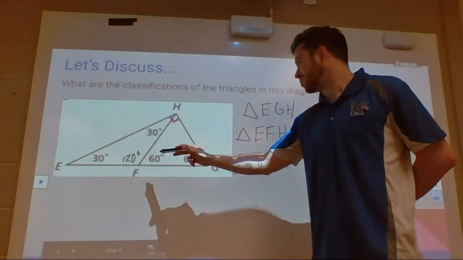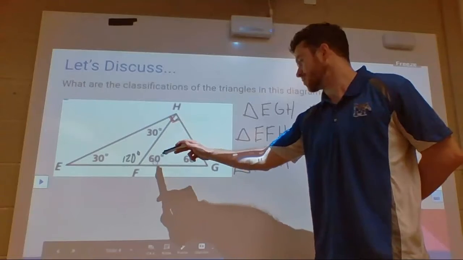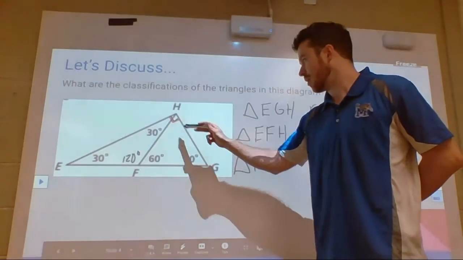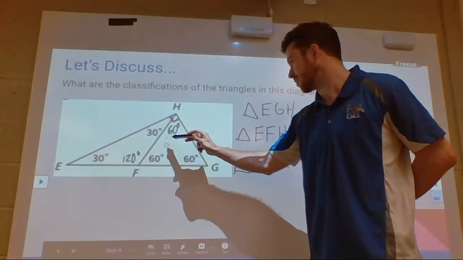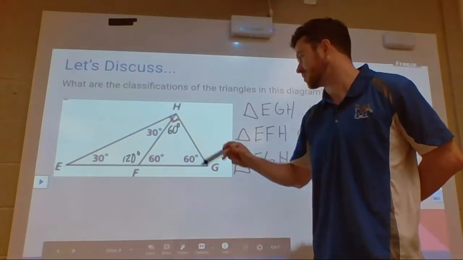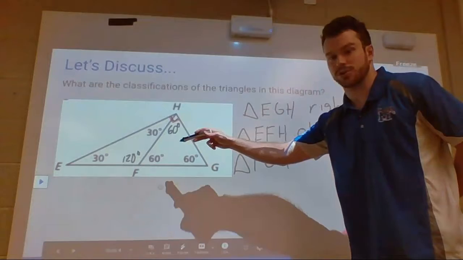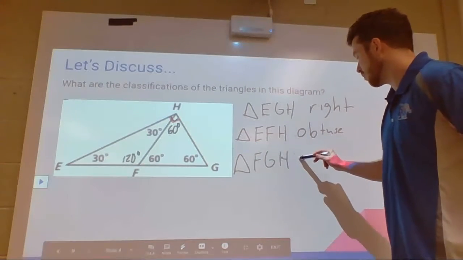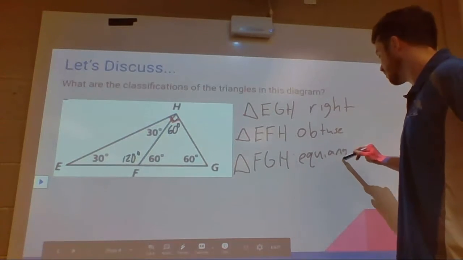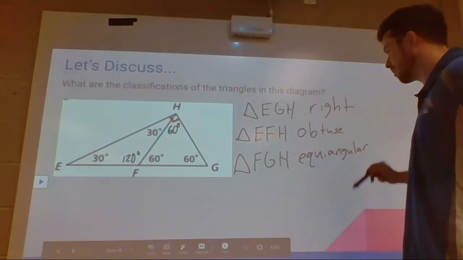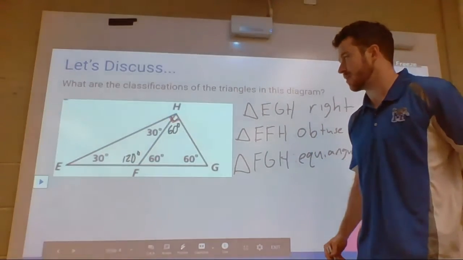For triangle FGH, we have two 60-degree angles. Well, 60 plus 60 is 120. Well, this angle also has to be 60 because the angles add up to 180 degrees. 60 plus 60 plus 60 is 180. So if all the angles are the same measure, which they're going to be 60 degrees, we'd say that's equiangular. Equiangular. All right, so we just classified those three triangles in that diagram.